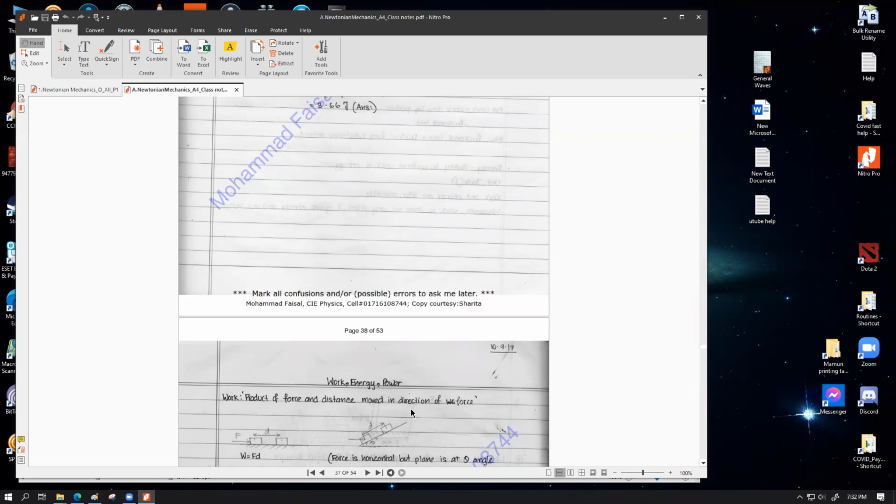For example, in the regular sequence for our syllabus, we have kinematics, Newtonian mechanics, then heat, then waves, then electricity, then magnetism, and then nuclear physics. These are the 6 segments of the syllabus. But for some of you, your schools have started with electricity as the starting chapter. For some of your schools, they have started with waves as a starting chapter.